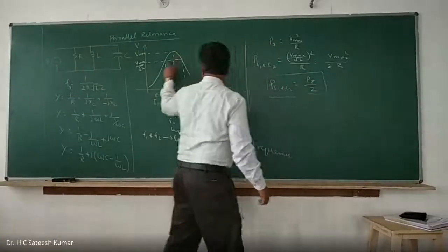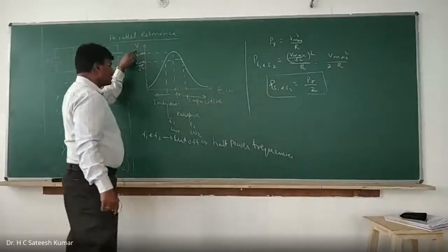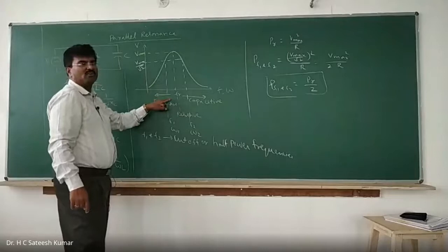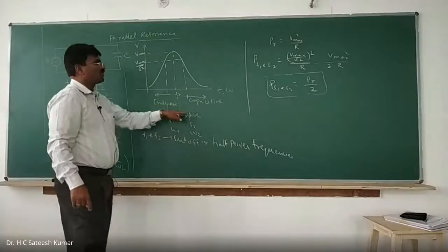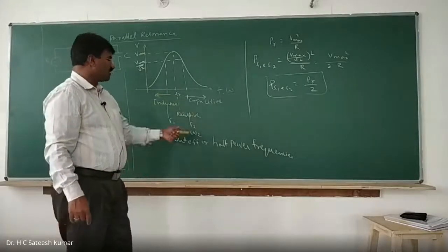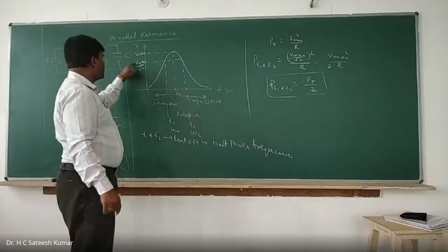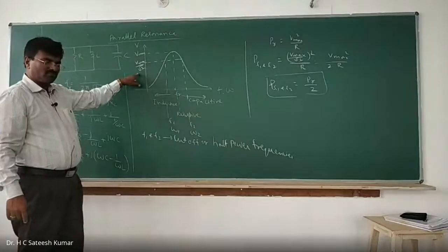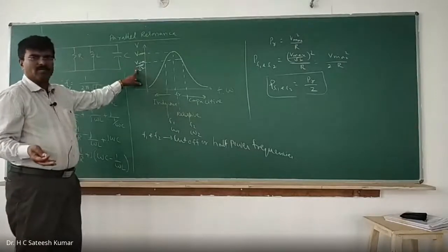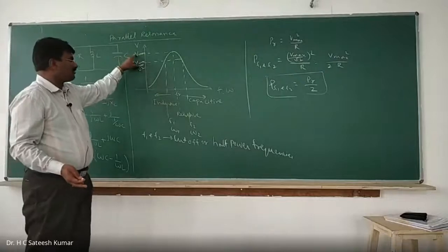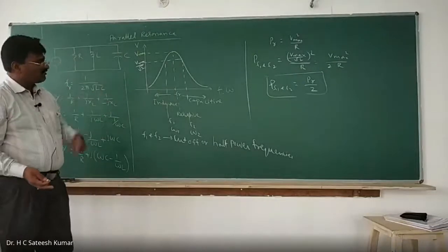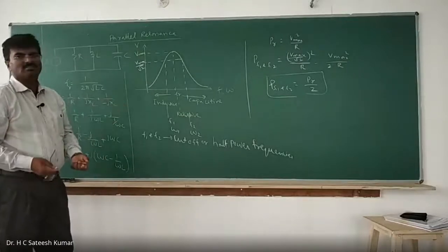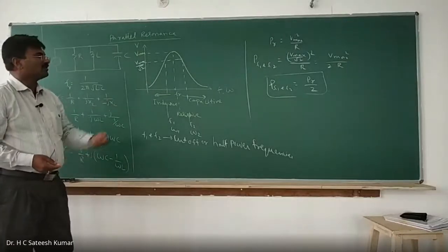Therefore, at these two frequencies, when the voltage is reduced by a factor root 2 and power is reduced to half of it, hence these two frequencies F1 and F2 are called half power frequencies. That is the reason why we call it half power. 1 by root 2 is nothing but 0.707. If the voltage is reduced to 70.7% of the maximum value and the power is reduced to 50%, that's the reason why we call them half power frequencies, right? So that's what we get.